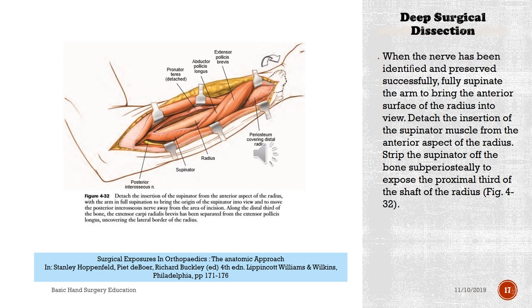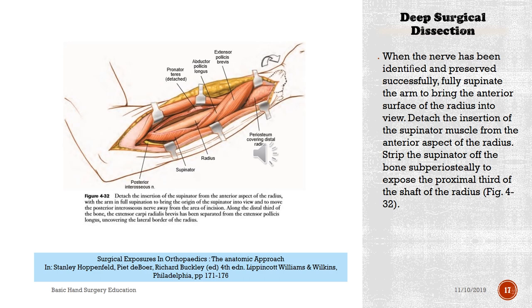When the nerve has been identified and preserved successfully, fully supinate the arm to bring the anterior surface of the radius into view. Detach the insertion of the supinator muscle from the anterior aspect of the radius. Strip the supinator off the bone superiorly to expose the proximal third of the shaft of the radius.